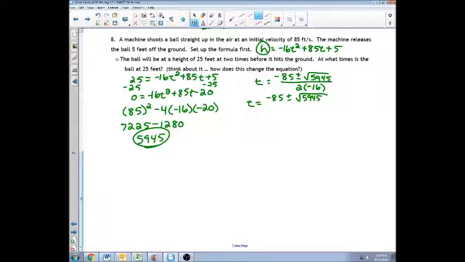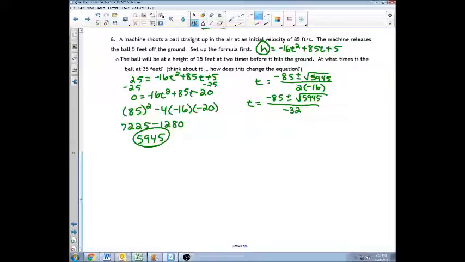So t would equal negative 85 plus or minus the square root of 5,945. The reason why I'm keeping that square root in there and not typing that through my calculator is it'll come up with a decimal, and then I will be estimating. I do not want to estimate this. I can come out with a lot closer value if I just keep the square root of 5,945. 2 times negative 16 got me the negative 32.